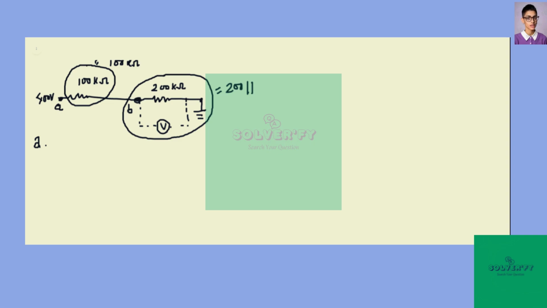The resistance of the voltmeter is equal to 5 into 10 to the power 4 ohms. Let me write this in kilo ohms, so that is 50 kilo ohm, right? So the equivalent resistance is 200 parallel 50, which is equal to 40 kilo ohms. Okay, so now we have reduced the problem into two resistances. One is 100 kilo ohm and the other is 40 kilo ohm.